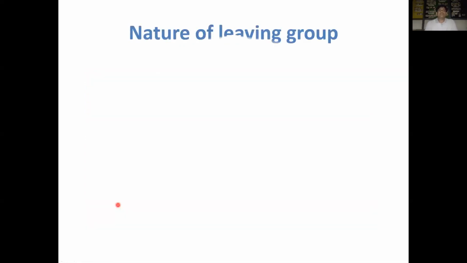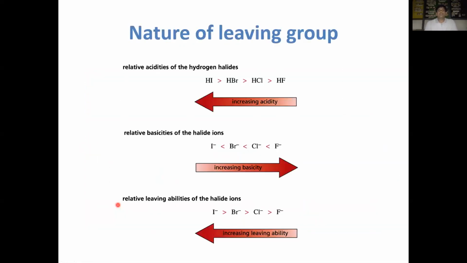And the next one is the leaving group. You know that as the acidity of hydrogen halides increases, the leaving ability of its conjugate base decreases. So here F minus is a strong base and I minus is a weak base. There is an inverse relationship between leaving ability and basicity. The more basic, the less the leaving ability.